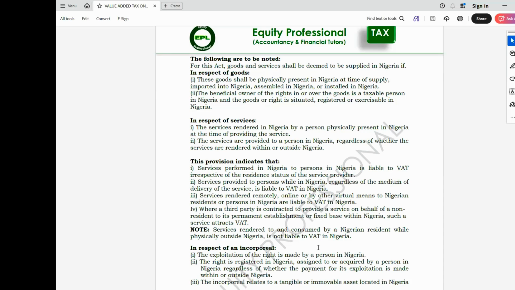So what that now means is that if you are a resident of Nigeria, and a service is rendered to you outside Nigeria, that service will not be liable to value-added tax. Once you are not physically present in Nigeria, even if that service is rendered to you by somebody in Nigeria, the fact that you are a resident in Nigeria does not make that service liable to value-added tax.